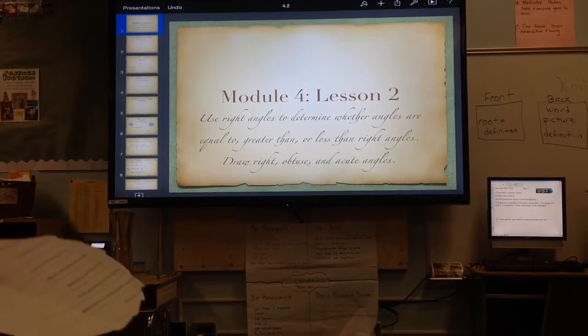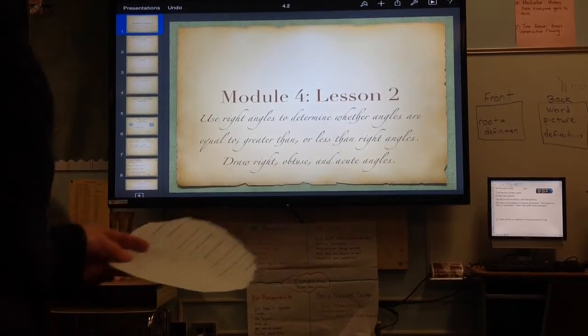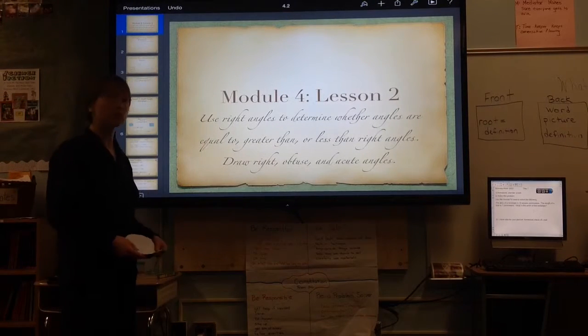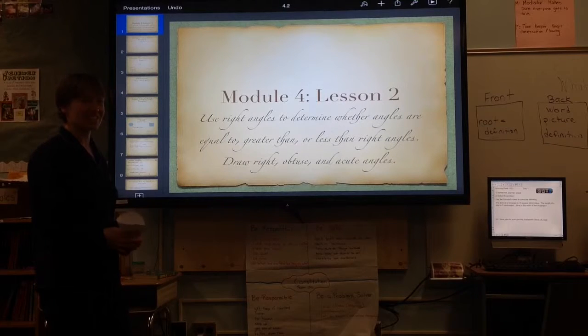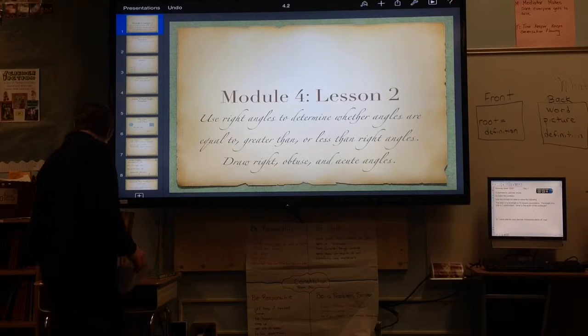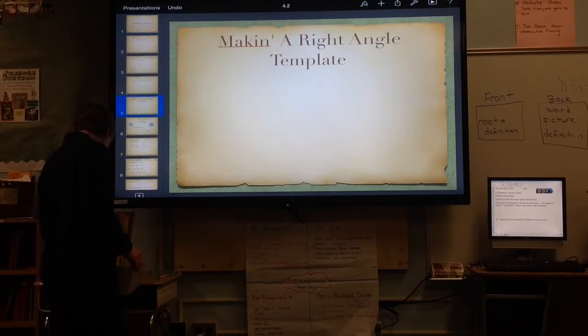As you can see, we are doing Module 4, Lesson 2. We are using right angles to determine whether angles are equal to, greater than, or less than right angles. You're going to be drawing right, obtuse, and acute angles. So let's go ahead and get started.